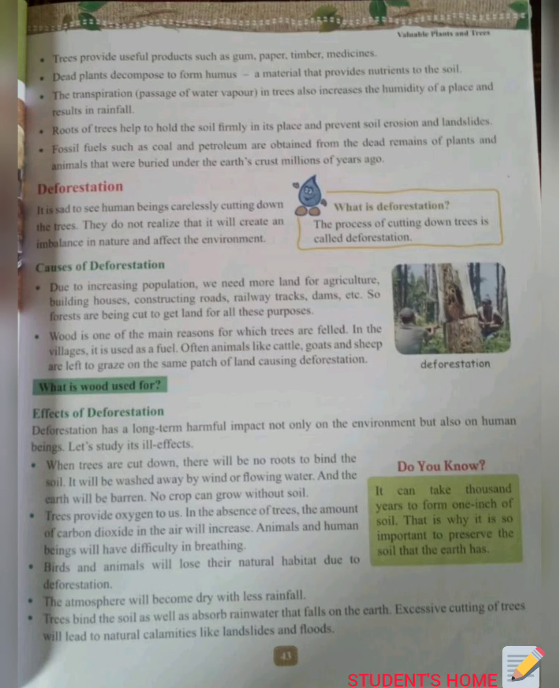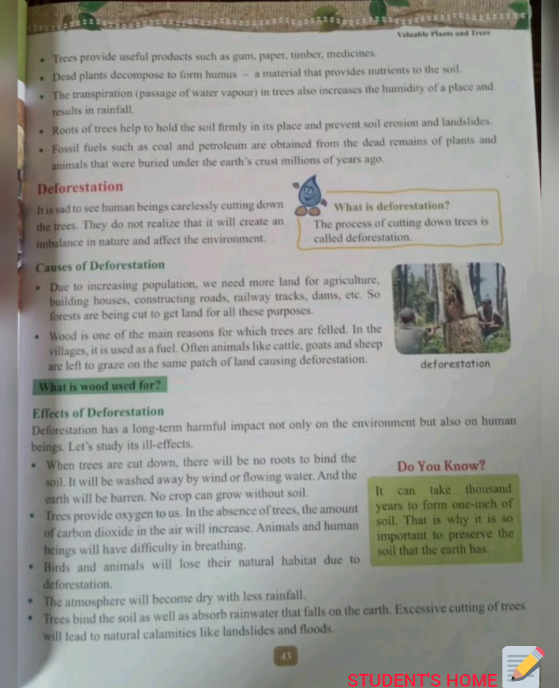Next, dead plants decompose to form humus, a material that provides nutrients to the soil. Then the next point is transpiration. The passage of water vapor in trees also increases the humidity of a place and results in rainfall. Then the next point is roots of trees help to hold the soil firmly in its place and prevent soil erosion and landslides.